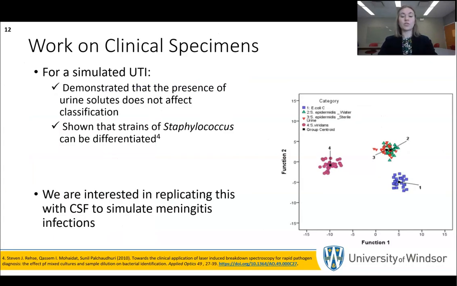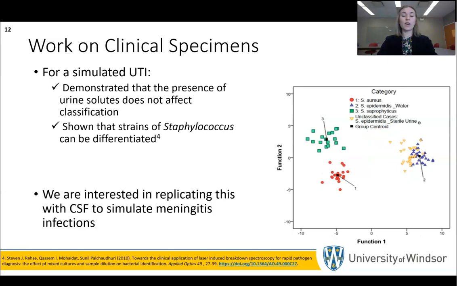In the past, we've also focused on clinical specimens to see if bacterial infections that are present in bodily fluids can be detected. To do this, a urinary tract infection was simulated and tested. We were successful in identifying the presence of Staphylococcus in urine samples and determined that the presence of urine solutes does not interfere with the classification of staph against other species of bacteria. We went one step further as well to identify the strain of staph present in urine samples, and again were successful in identifying the correct strain despite the presence of urine solutes. You can see from the figure that S. epidermidis from the urine classifies exclusively with S. epidermidis from a water sample.